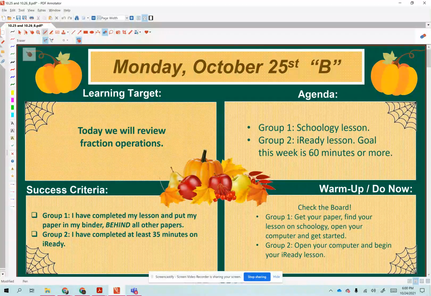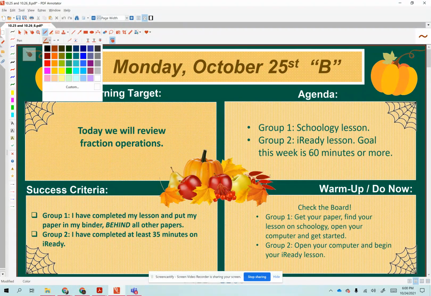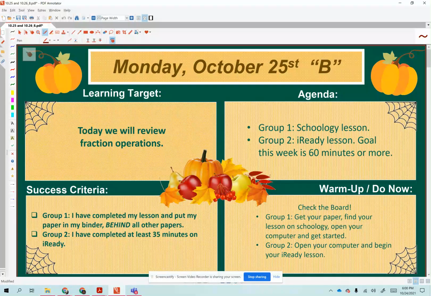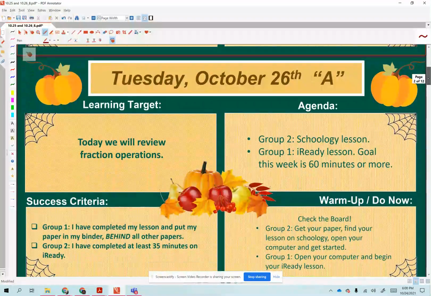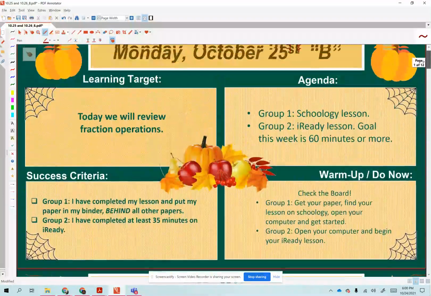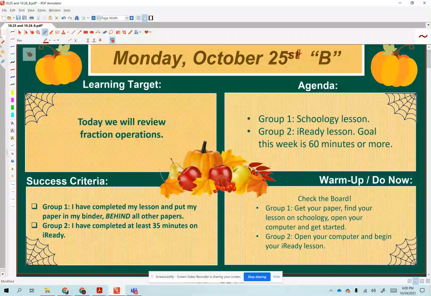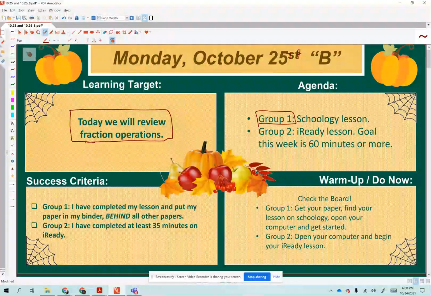Hello, students. Today is Monday, tomorrow is Tuesday, so I'm making a recording for both days. So it's either Monday the 25th, I have a little typo there, or it's Tuesday the 26th, which would be an A day. Monday is a B day, but if you're in this group, group 1 for Monday and group 2 for Tuesday, we will review fraction operations.